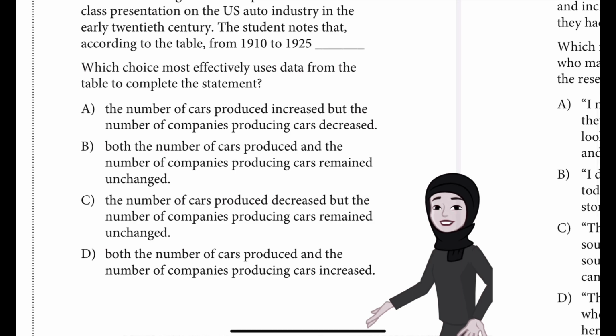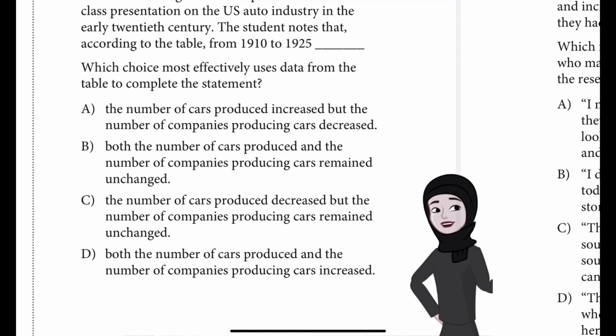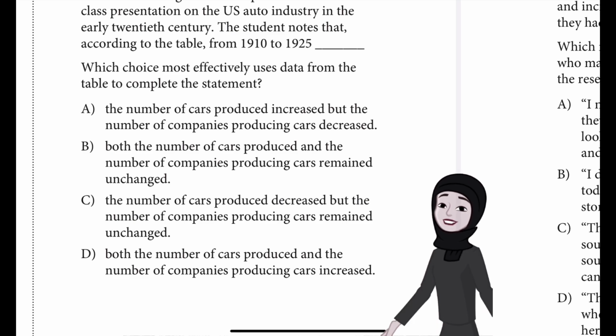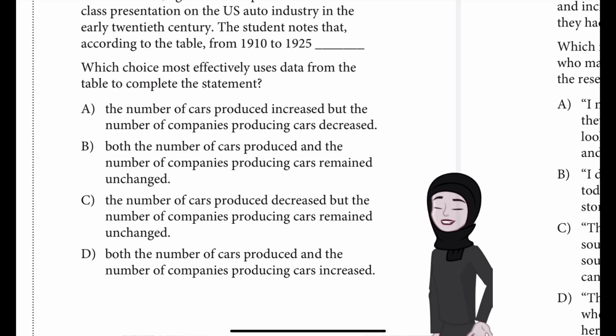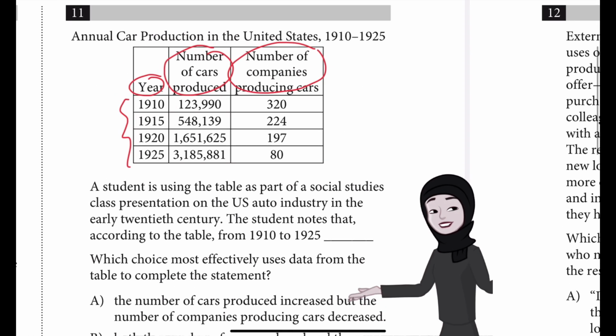So is it A, the number of cars produced increased but the number of companies producing cars decreased? B, both the number of cars produced and the number of companies producing cars remained unchanged. C, the number of cars produced decreased but the number of companies producing cars remained unchanged. Or D, both the number of cars produced and the number of companies producing cars increased. So which is the correct answer?